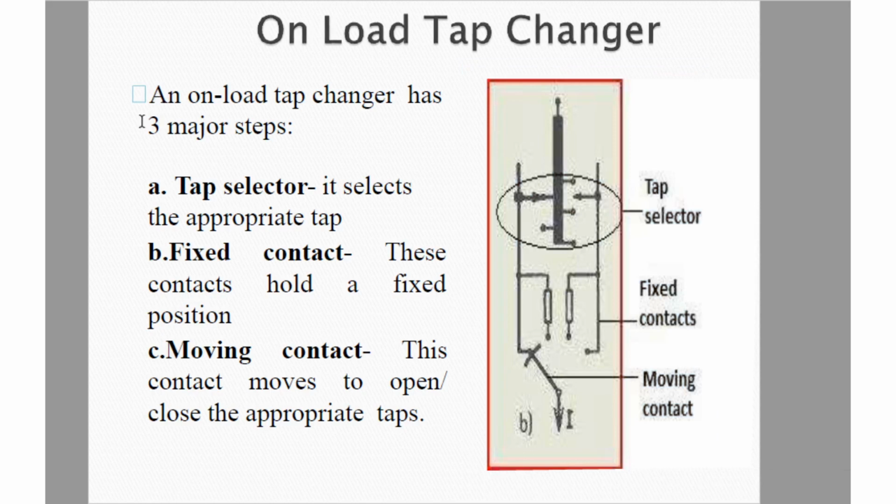Consider there are three major steps. The first is the tap selector. This is the tap selector stage. It selects the appropriate tap. The fixed contacts hold a fixed position, and the moving contact moves to open or close the appropriate taps.